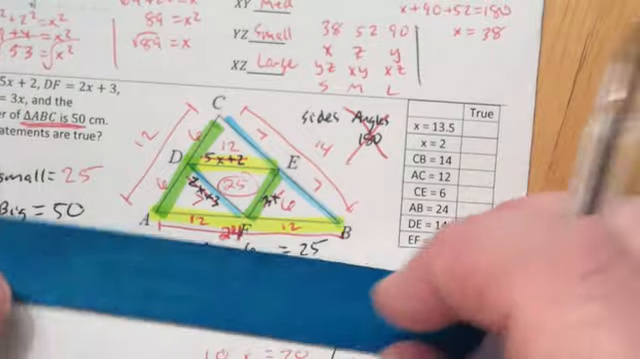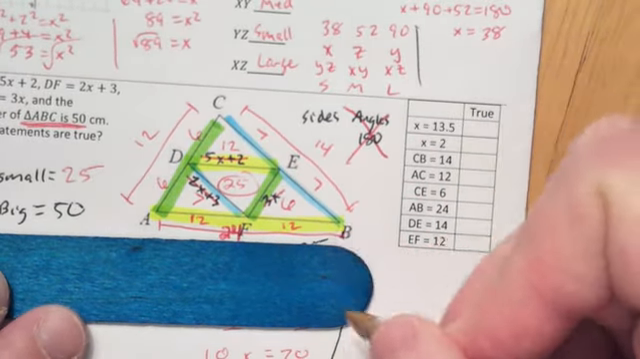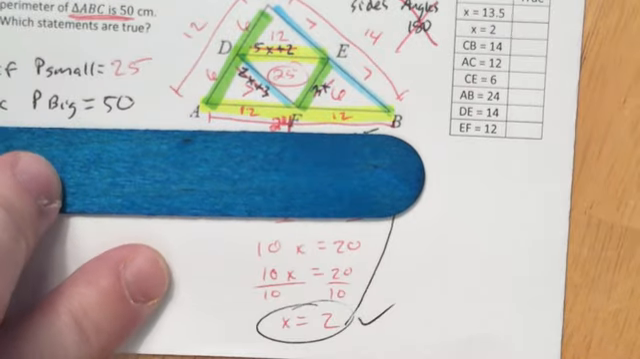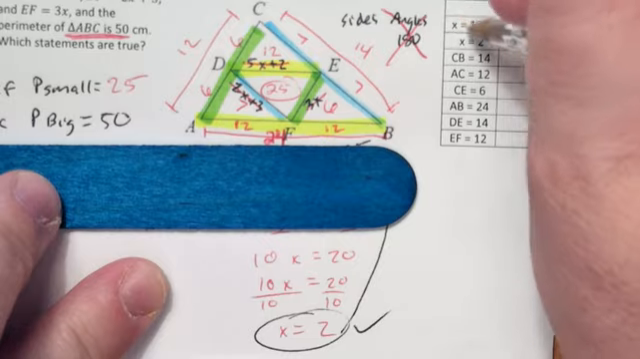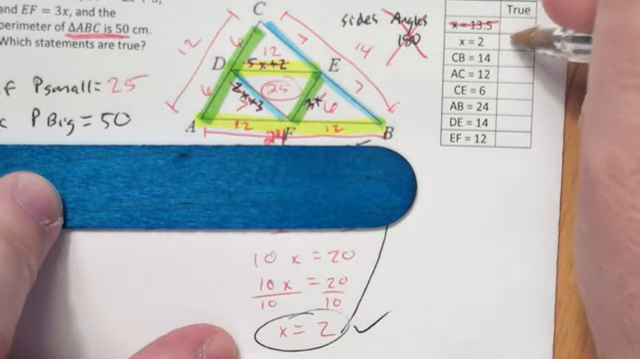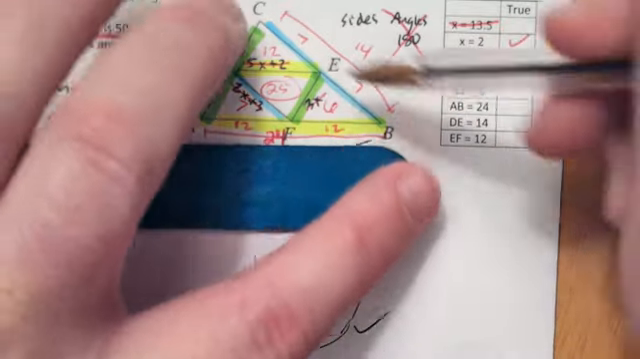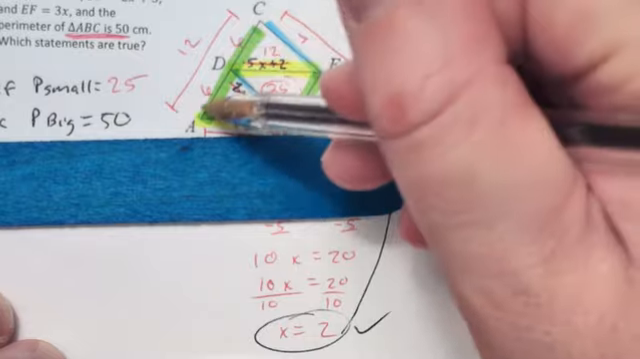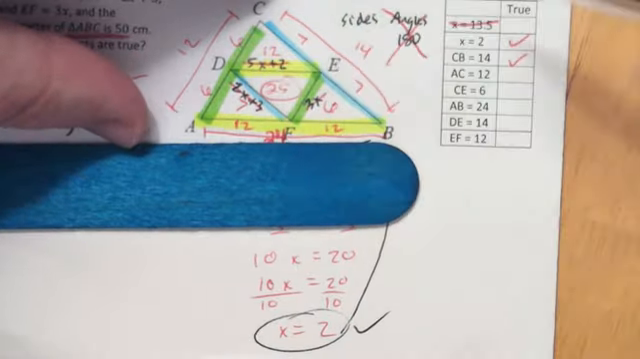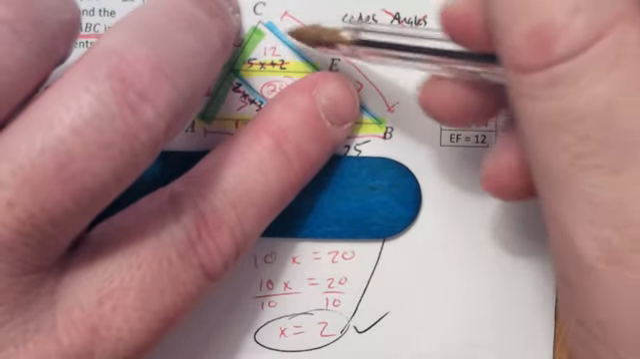I'm going to put this little thing here to help me focus a little better. All right, first of all, was x 13.5? No, x was definitely 2, so that's not true. X was 2. Yes, that's true. C to B. Here's C, here's B. All of that from C to B was 14. That's true. A to C. Here's A, here's C. All of that was 12. That's true. C to E. Here's C, here's E. That's 7.